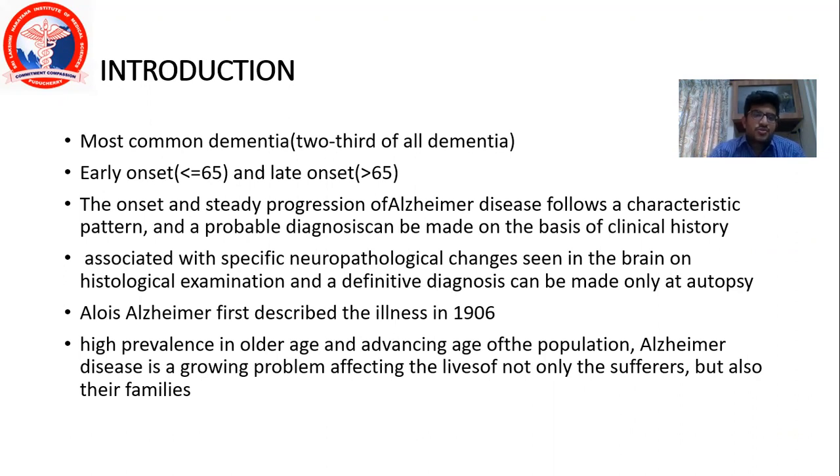Dementias are also classified according to their onset and course. Alzheimer's disease follows a characteristic pattern. It is insidious in onset and has a gradually deteriorating course. It is associated with specific neuropathological changes, which we'll see in detail in the coming slides. Alois Alzheimer was the first person to describe this disease, in 1906. There is a high prevalence in older age and in the advancing population.